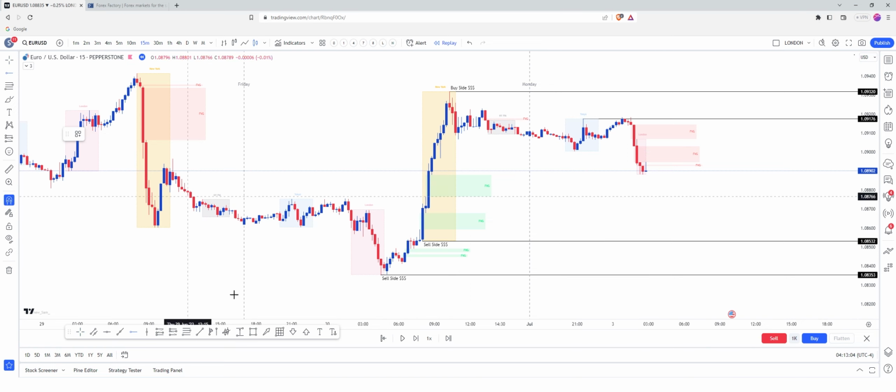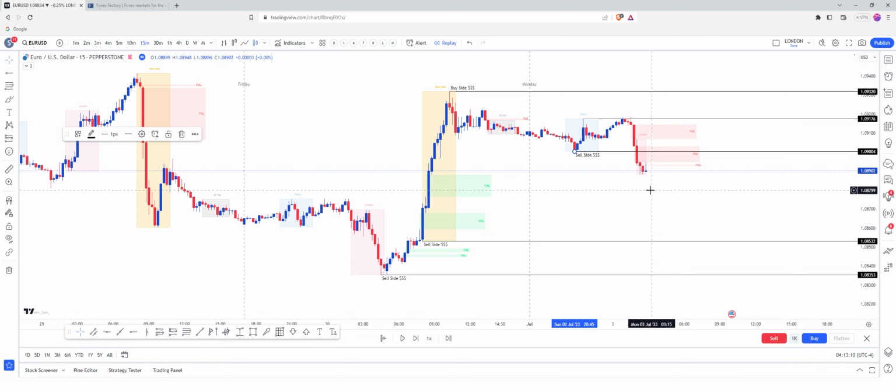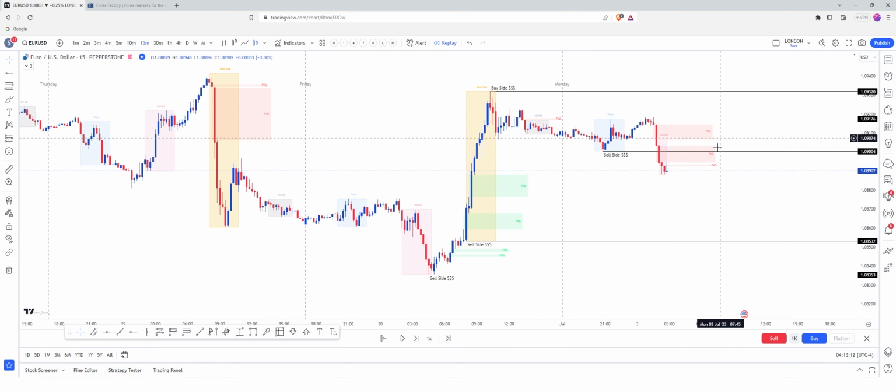very quickly. We've broken the low of the Asia session and we're displacing away from it. So this immediately is giving us this bearish bias at the moment. We're unable to close back into the range of Asia.